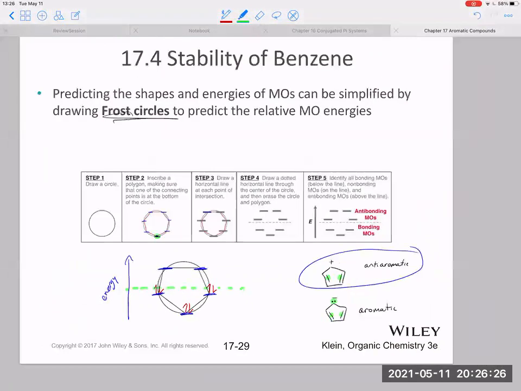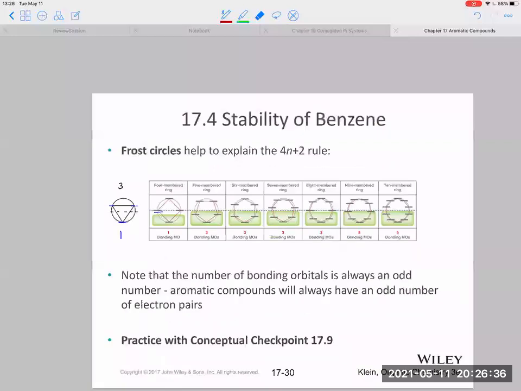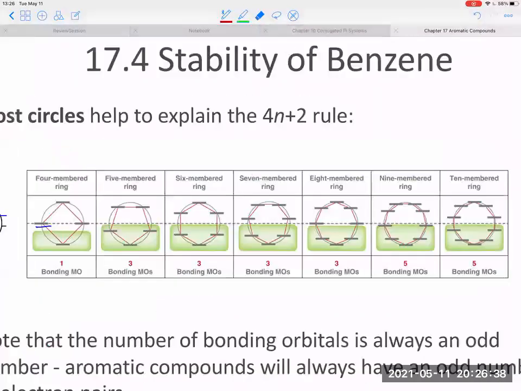This next slide illustrates that more clearly than my drawing does. Okay, 12 or 30? This is 30, yep. I really don't foresee them asking you about 10-membered rings or any of that, but nonetheless, having a qualitative understanding of these molecular orbital diagrams is important.